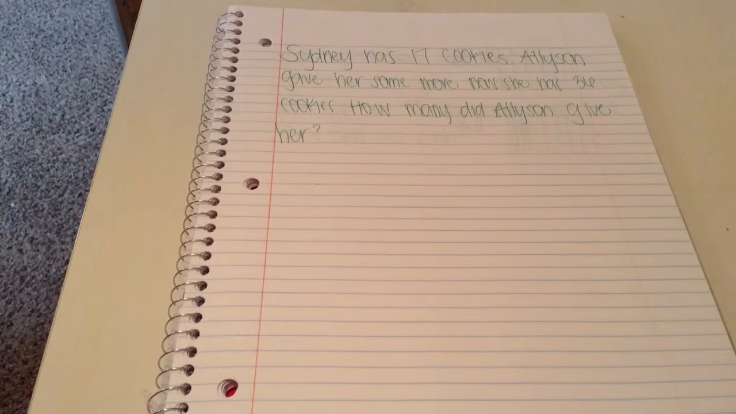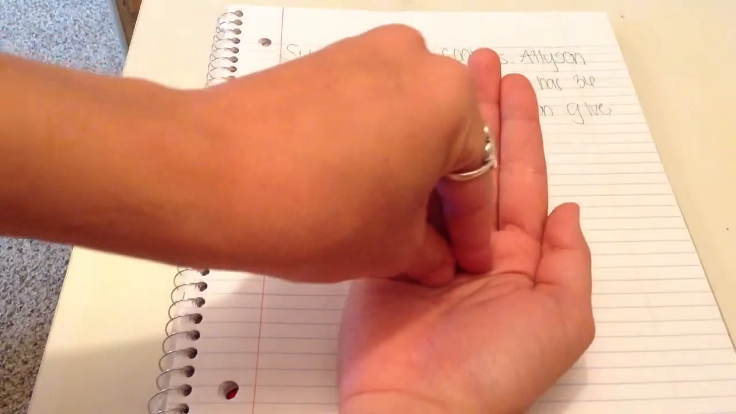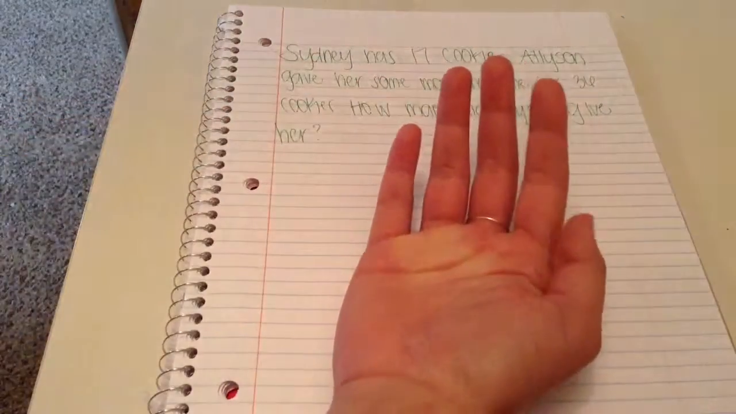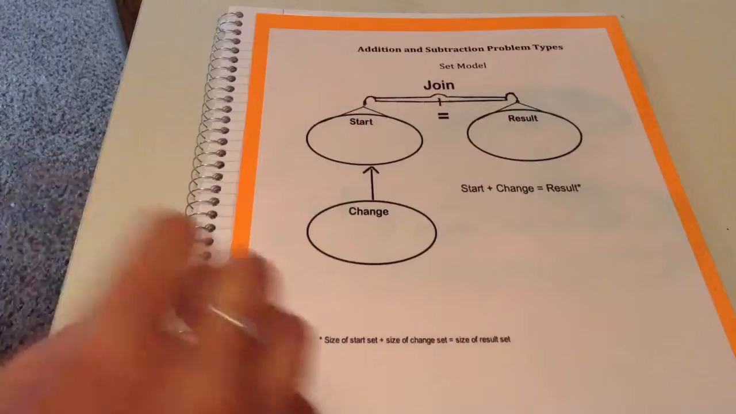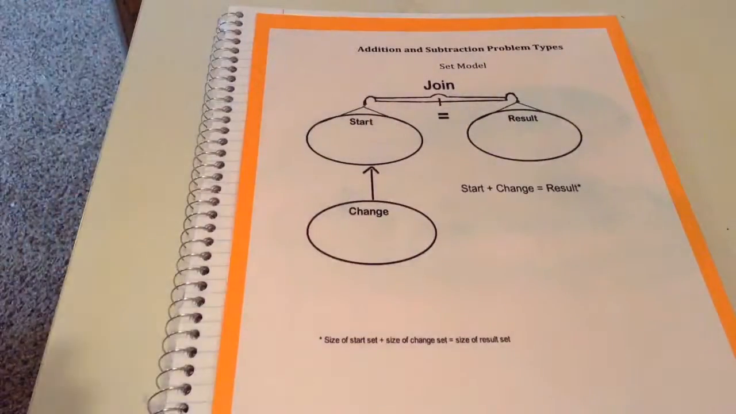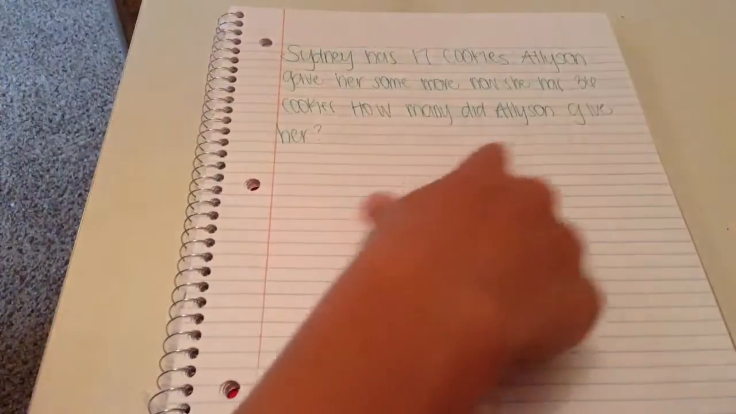So first we have to figure out what type of structure this problem is, and we can use our hand motions for that. Sydney has 17 cookies, and Allison gave her some more. The keywords "gave her some more" tell us that it is a join problem, and we can use our set model. So we are trying to figure out how many cookies Allison gave her.